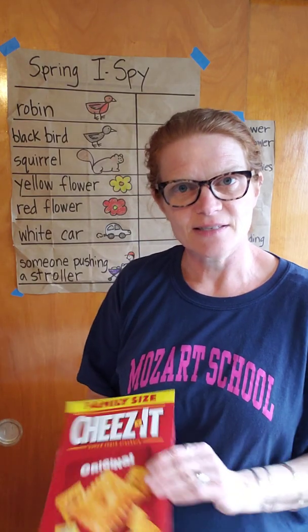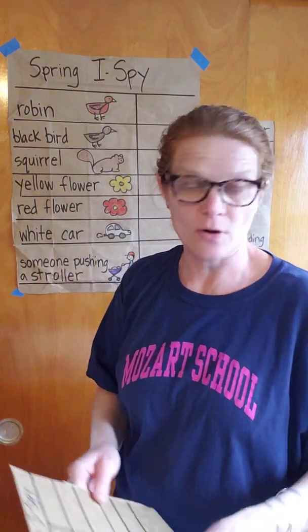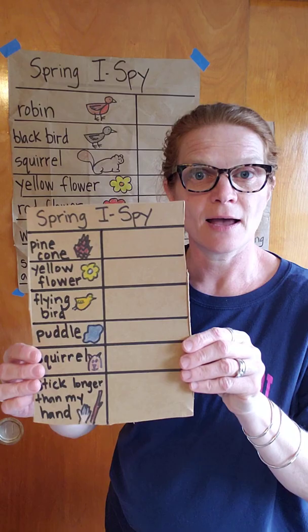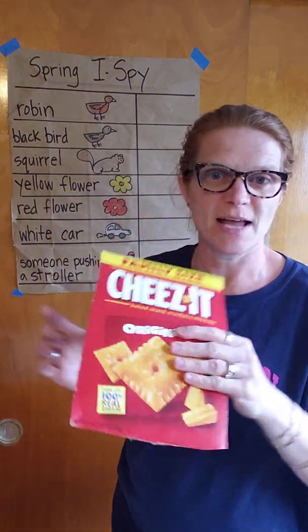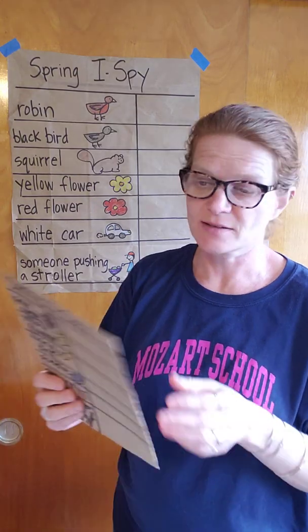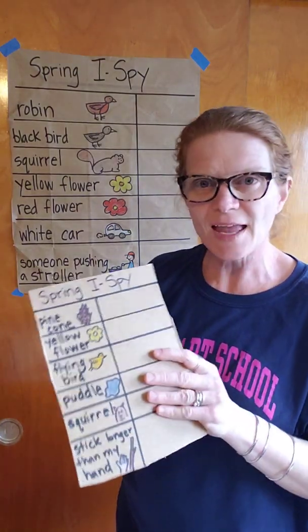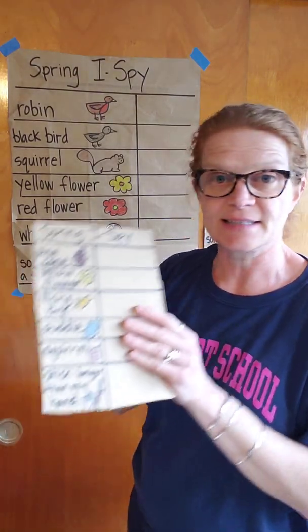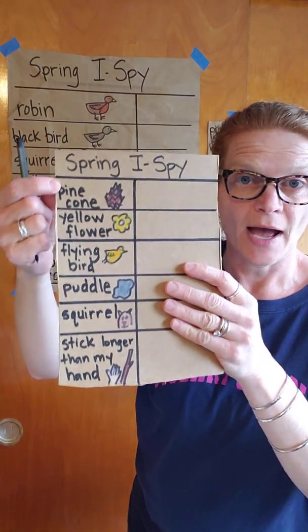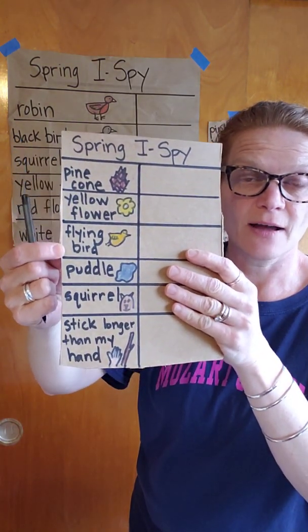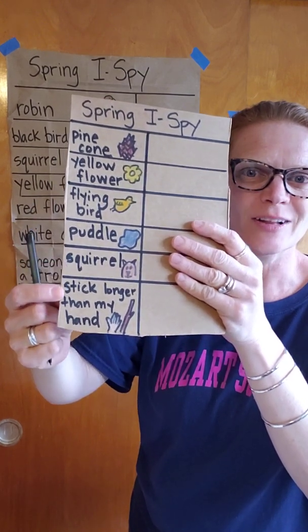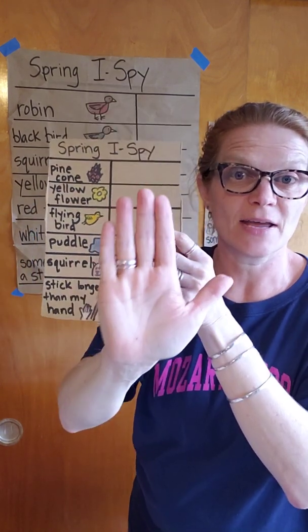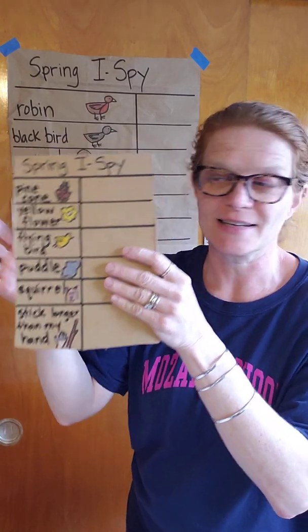Now, some friends might be able to go out for a walk with their grown-ups. So you can make a different chart, a smaller chart, on the go. I made this one out of the back of an old cracker box that I was all done eating. It's the same idea. On this one I wrote pine cone, yellow flower, flying bird. Maybe I'll see a puddle or a squirrel or a stick even longer than my own hand. Maybe I'll see a lot of sticks.